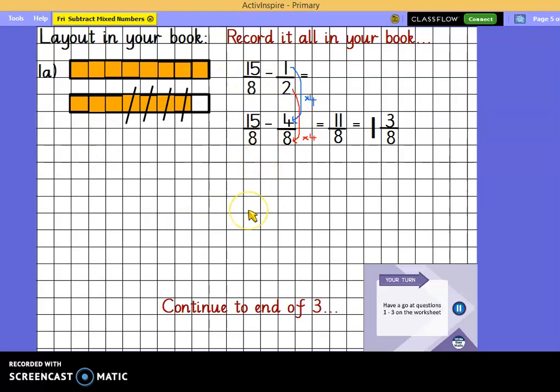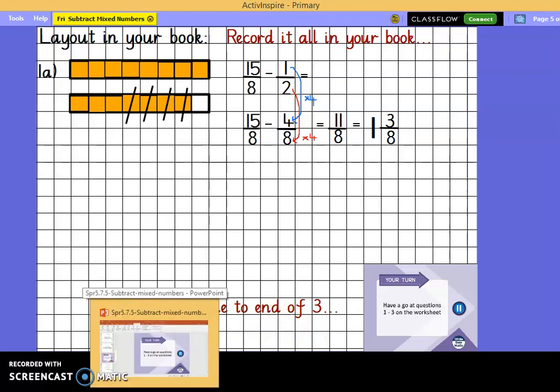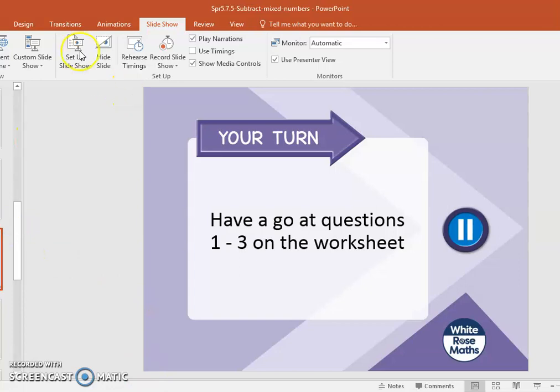Use this by pausing the video to record your 1A and use the same method to complete all questions up to the end of 3. When you are ready, after you've finished all of those, come back to me and we'll continue. Let's move on.